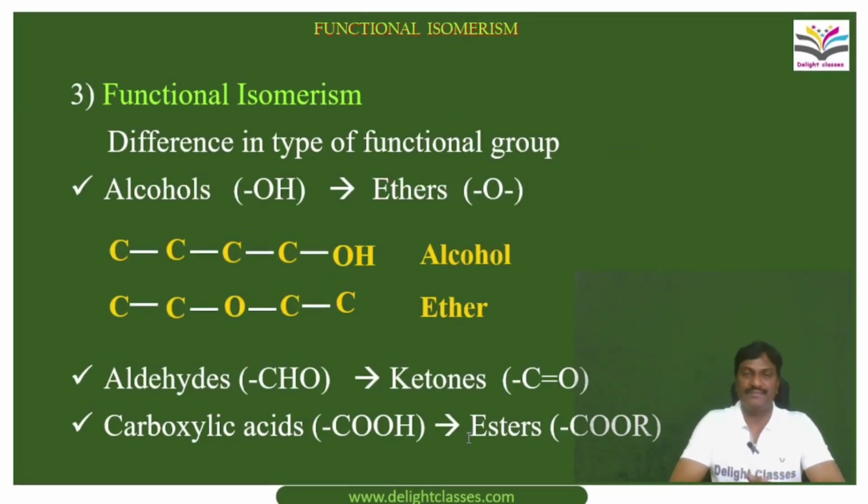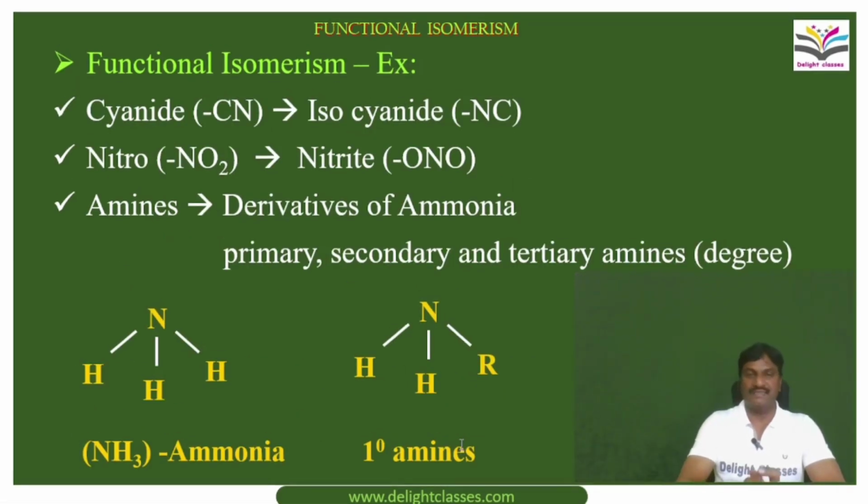Functional isomerism. There is a difference in the type of functional group. Now, alcohol OH becomes ether O. When we look at the examples, alcohol and ether. Similarly, aldehyde becomes ketone. Carboxylic acid becomes ester. Some more examples. Cyanide becomes isocyanide.